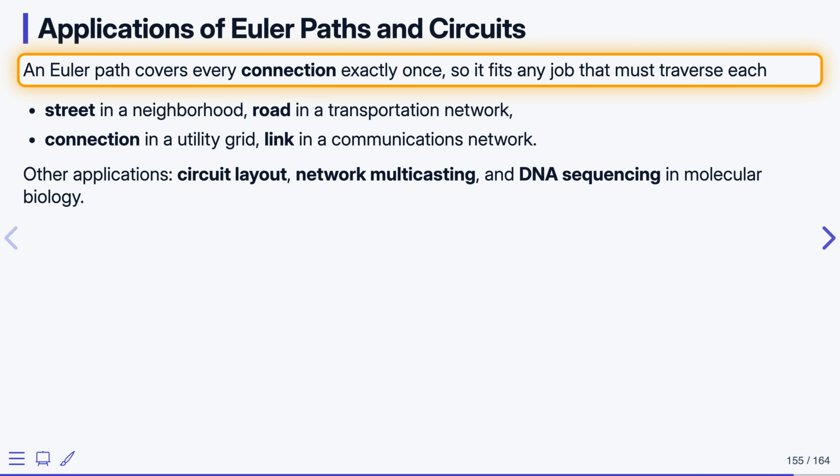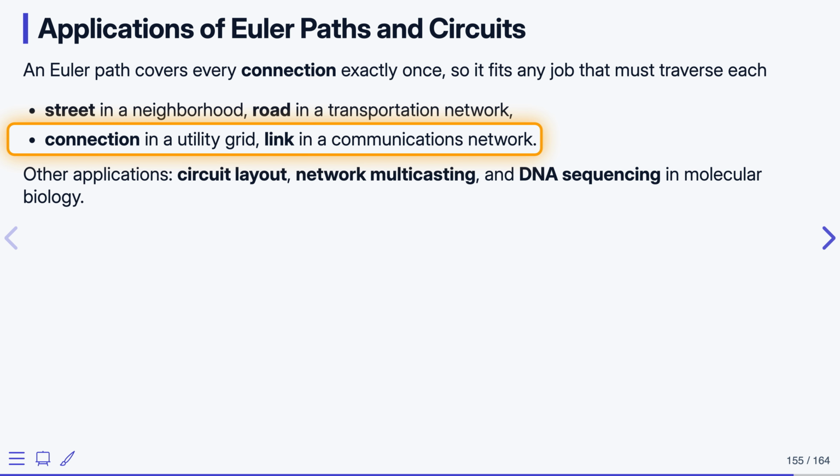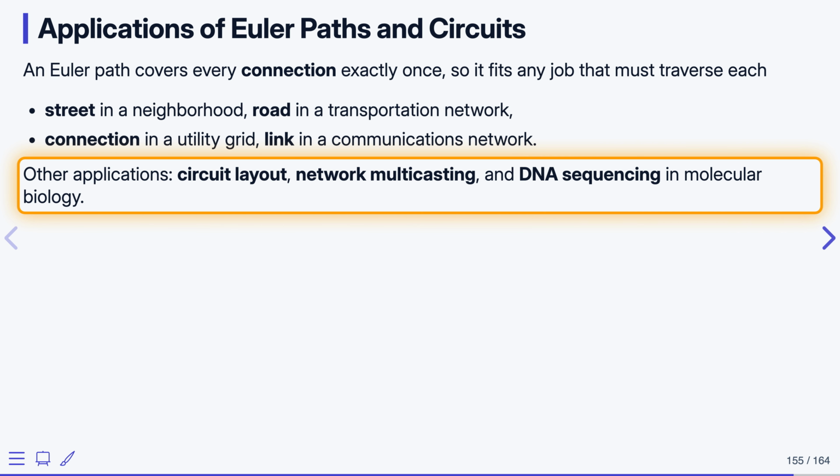Let's see where Euler paths and circuits are useful. An Euler path uses every edge one time, so it fits any job that must cover every connection once, and no more than once. For example, we may want to drive down every street in a neighborhood, or along every road in a transport network, or check every connection in a power grid, or test every link in a communications network. There are other uses too. Engineers use them when they lay out circuits. Networks use them to send one message to many computers, and biologists use them to read the order of DNA.